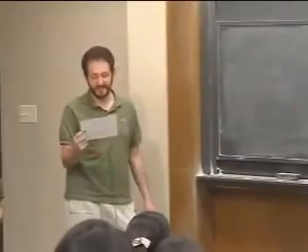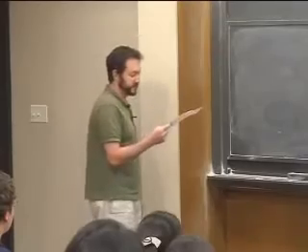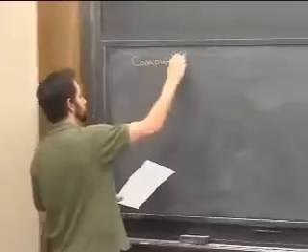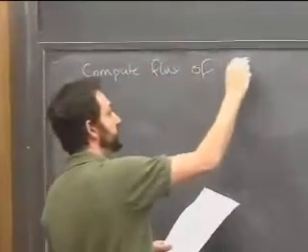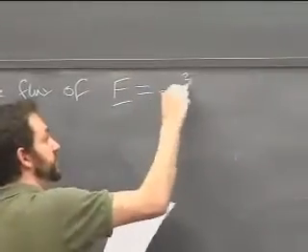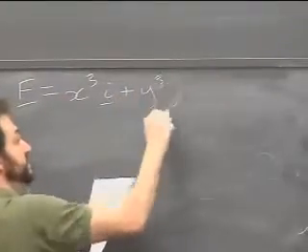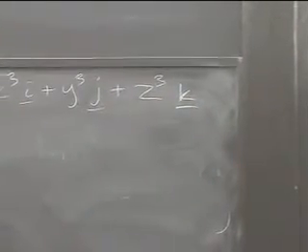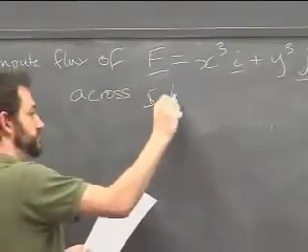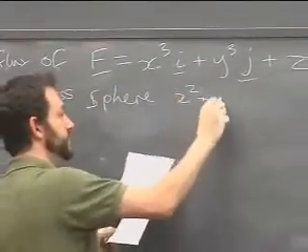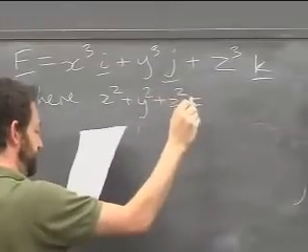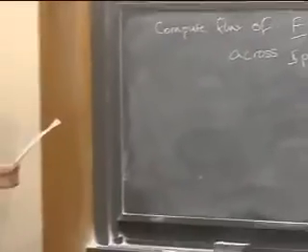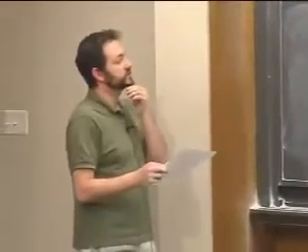This is actually from problem set 10. It's from the spring 03 final. And it says, compute the flux of the vector field F, which is x cubed i plus y cubed j plus z cubed k across the sphere x squared plus y squared plus z squared equals z. All right. So the hint is to use spherical coordinates.